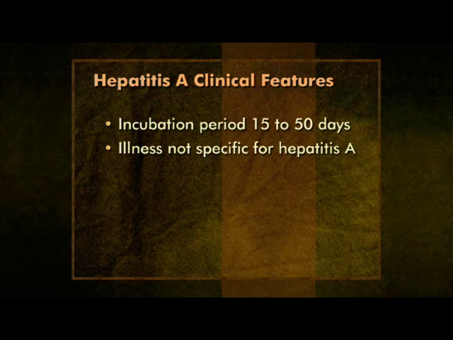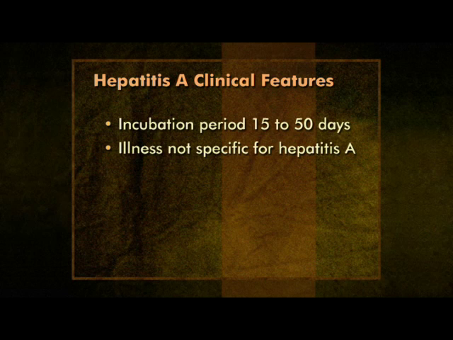HAV infection is acquired by mouth, and the virus replicates in the liver. After 10 to 12 days, virus is present in blood and in the feces. A large amount of virus is shed in the stool of an infected person. The incubation period of hepatitis A is 15 to 50 days, with an average of about 28 days.